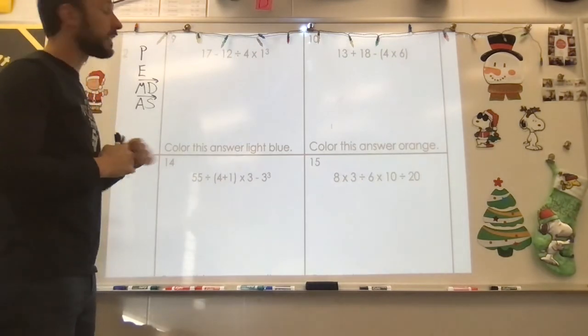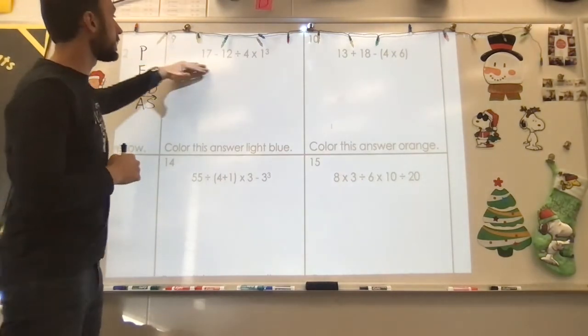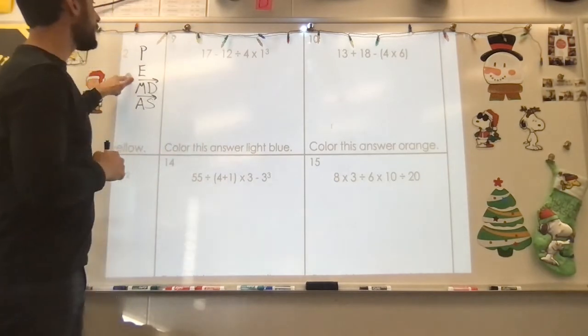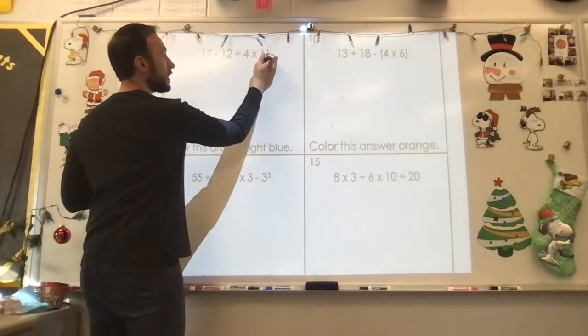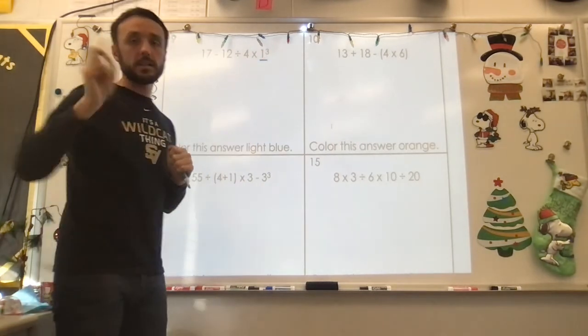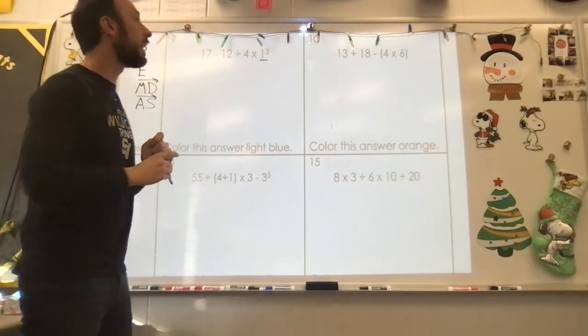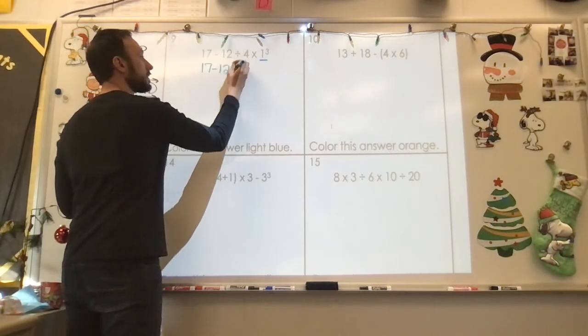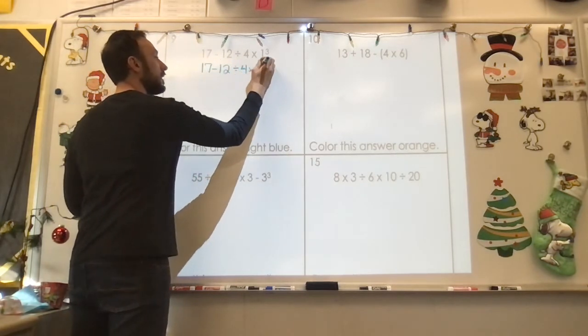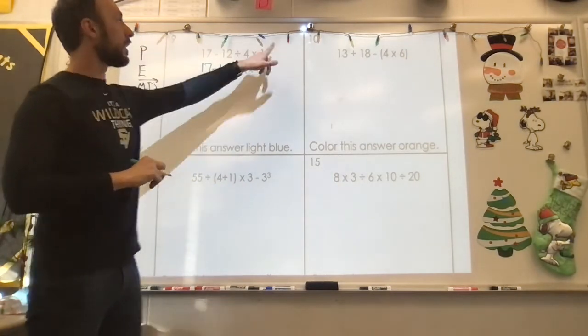So let's go through a checklist. Do we have any parentheses? No. Do we have any exponents? Yes, we do. We have 1 to the third. That means 1 times 1 times 1, which is 1. So I'm going to copy down everything I've not used yet and write down the answer to 1 to the third, which is 1.